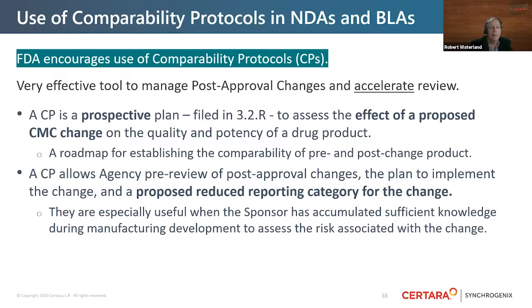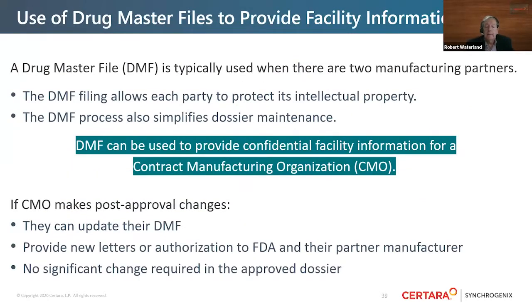So my last slide is on drug master files. And drug master files must be the most dull topic in all of CMC. But they have a use that I think is not terribly well known. So drug master files are typically used when there are two manufacturing partners for a drug product. And the DMF filing process allows each party to protect its intellectual property, allows the agency to review efficiently.